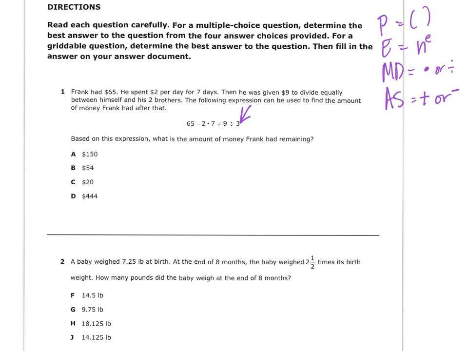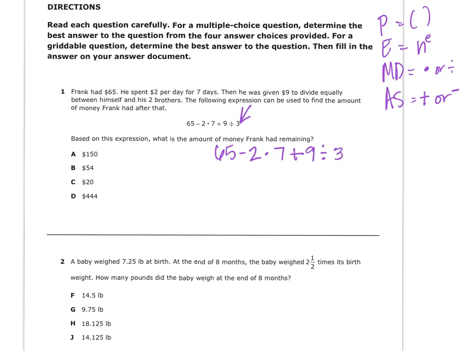All right, I also have the scores of how my students scored last time, and I'll tell you what percentage of the kids got it correct. And then if there's one that they came close to choosing, we'll also talk about this. In my opinion, this is a very easy question because you just follow the order of operations, and you know that. You started learning that last year. So 65 minus 2 times 7 plus 9 divided by 3.